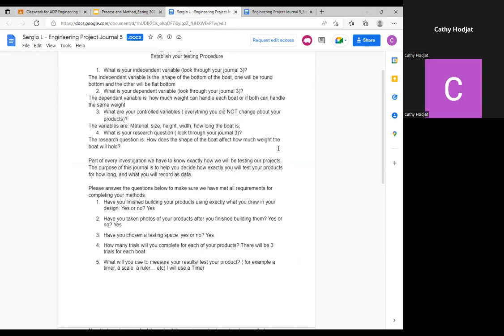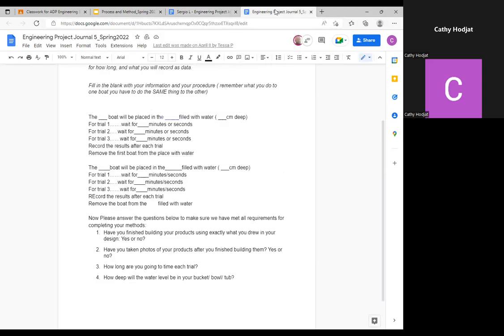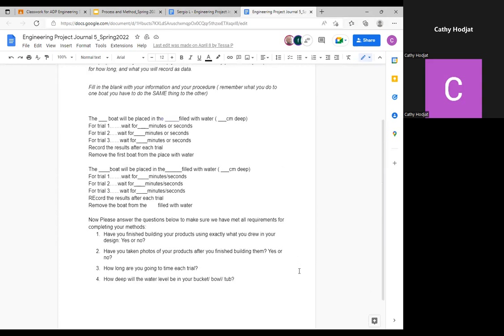So again, we go back and we start talking about the different variables, independent variable, your dependent variable. What you didn't change from one boat to the other. And then you include your research question, which you can just go back to your Journal 3 entry. Here. Okay. And then there are some design questions at the bottom, the last 5 questions. So all that will be included in your Journal 5. Okay.